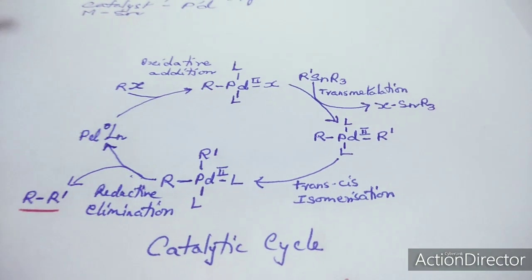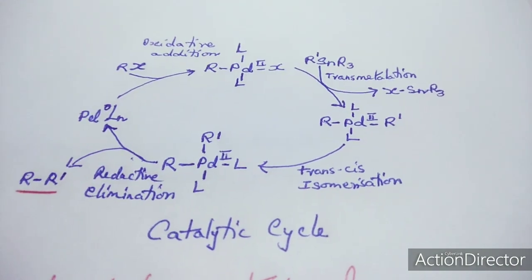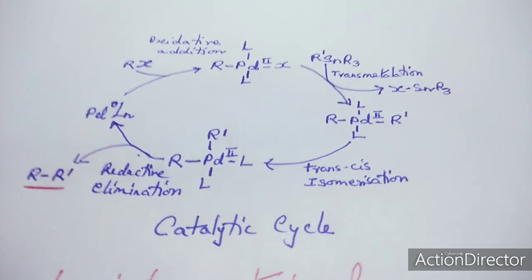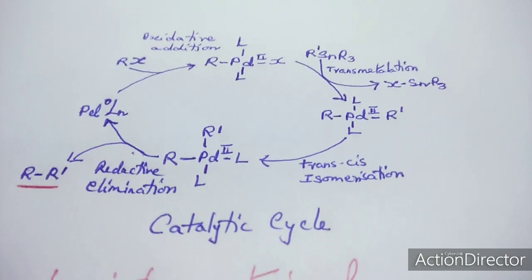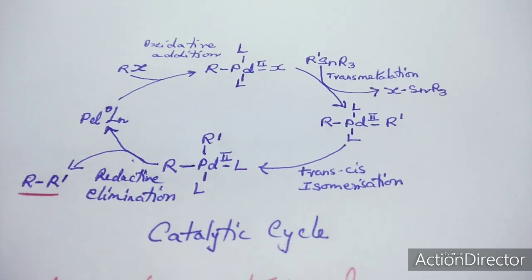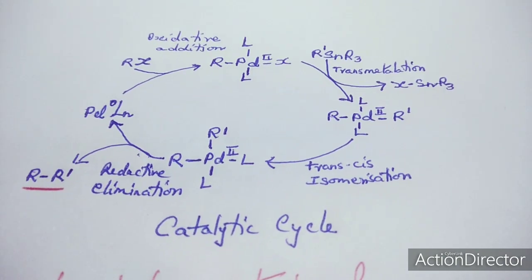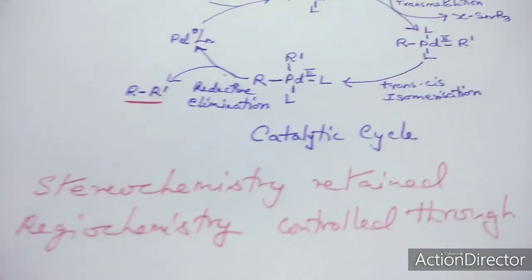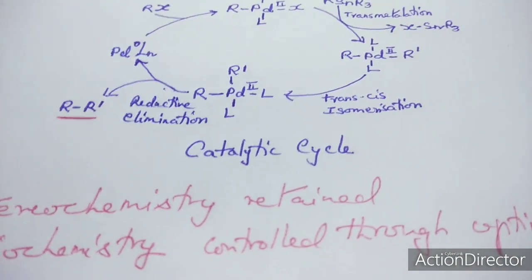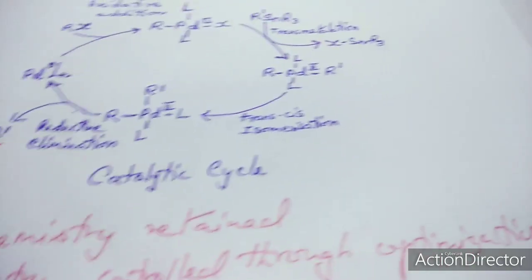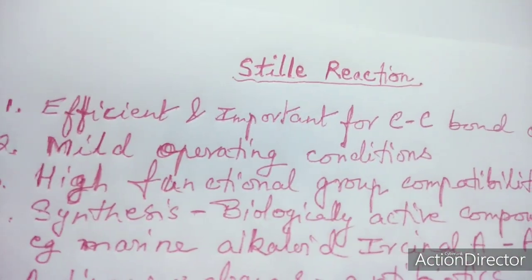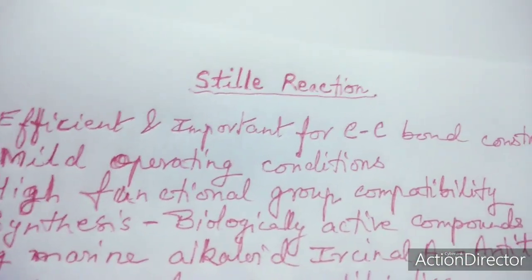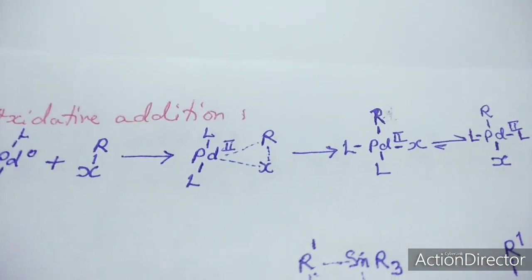So this is the catalytic cycle which we have seen earlier in the case of the Heck and Sonogashira reactions. The same catalytic cycle occurs here, except that in this case we are taking organotin. The stereochemistry is retained, whereas the regiochemistry is difficult to control in palladium catalyzed reactions, so it is controlled by means of optimization. So the Stille reaction, as we can see, is a very efficient and important method for construction of the carbon-carbon bond. Now let us look at these steps.